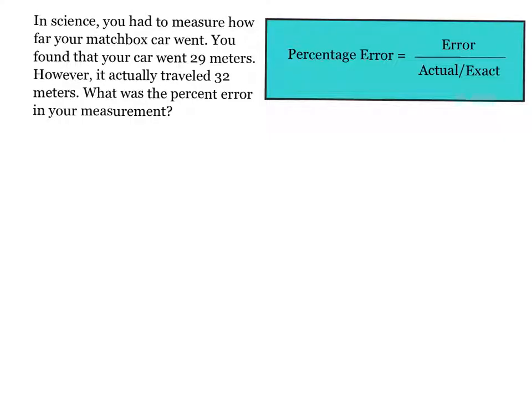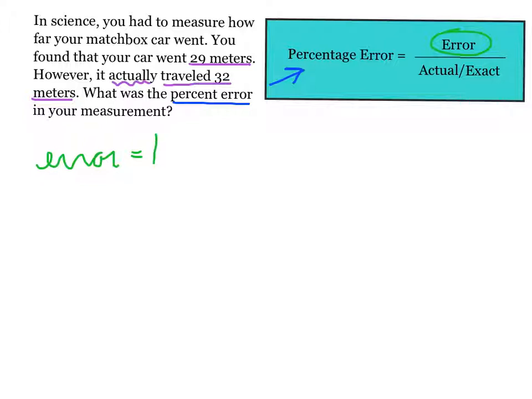So let's go ahead and give this a try. In science, you had to measure how far your Matchbox car went. You found that your car went 29 meters. However, it actually traveled 32 meters. What was the percent error in your measurement? So remember, we first need to find the error and then we find percent error. So let's start with error.